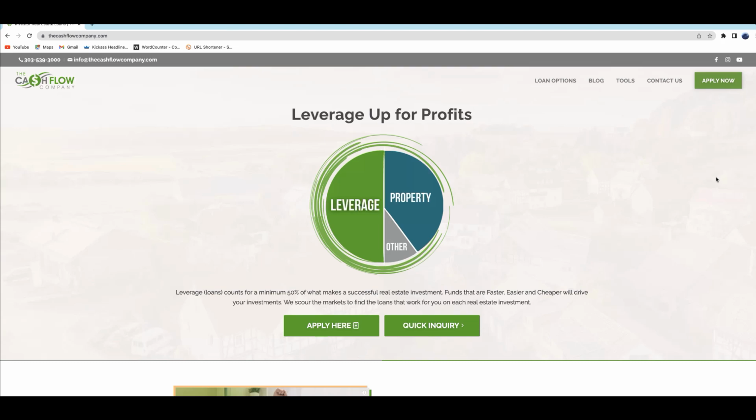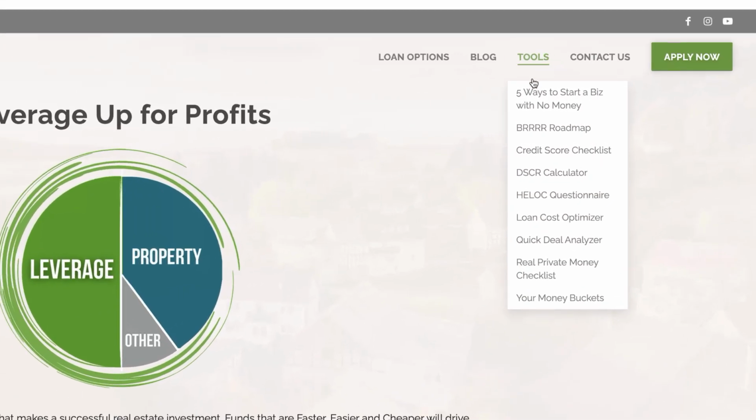You can get this calculator at thecashflowcompany.com. Just go to downloads. It's a free tool. And you can just jump in and see exactly if a property qualifies for a DSCR loan based on where it breaks even. So let's look at an example here.